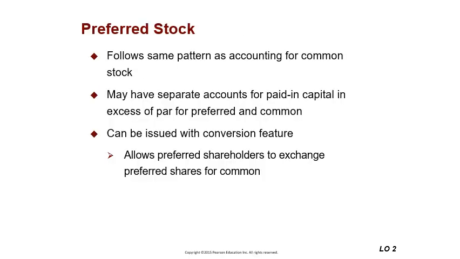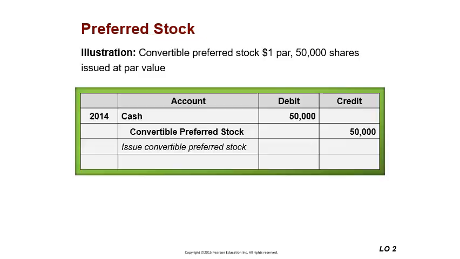Let's talk about the preferred stock. It follows the same pattern as accounting for common stock. Just the nature of the preferred stock is a little bit different because they are given preference when dividend is declared and when the company is liquidated, but they are given a fixed dividend. So they may have a separate account for paid in capital in excess of par for preferred stock and common stock. It can be issued with a conversion feature, like I told you. After some time they will be converted into common stock.